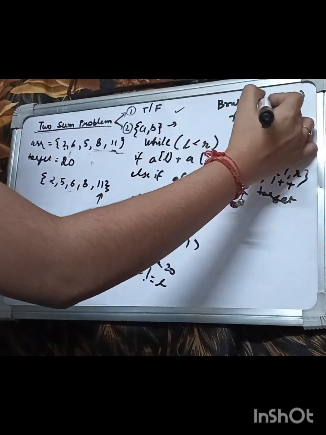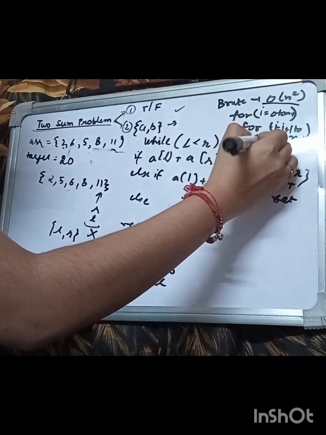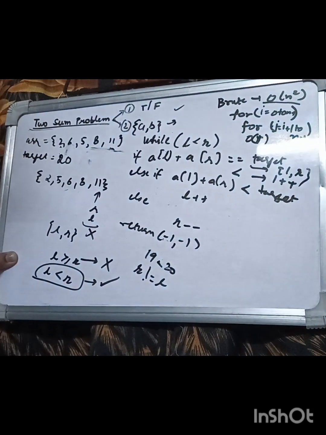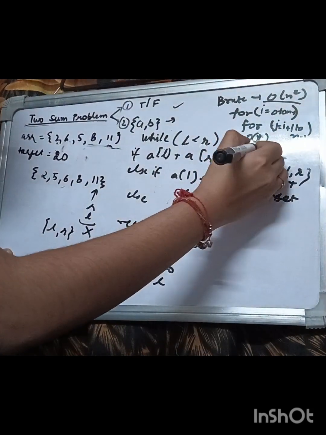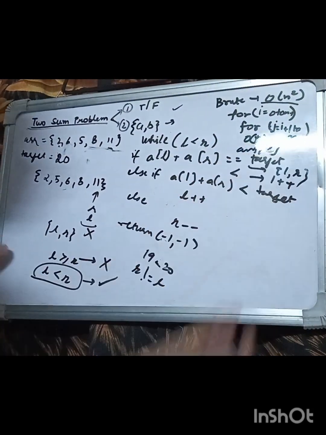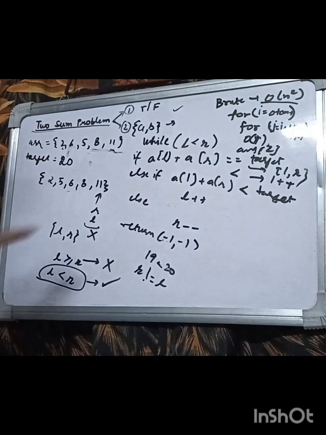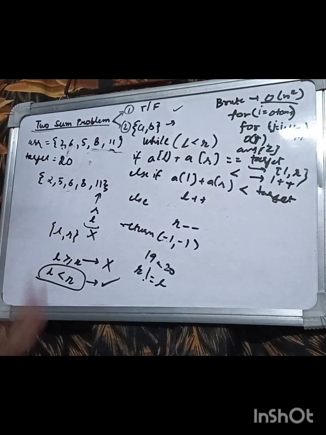Here the time complexity is O of n square and the space complexity is O of 1, because we are not using any extra space. We are using just the answer of 2, which is constant. It is 2 every time. We have to find the 2 elements.